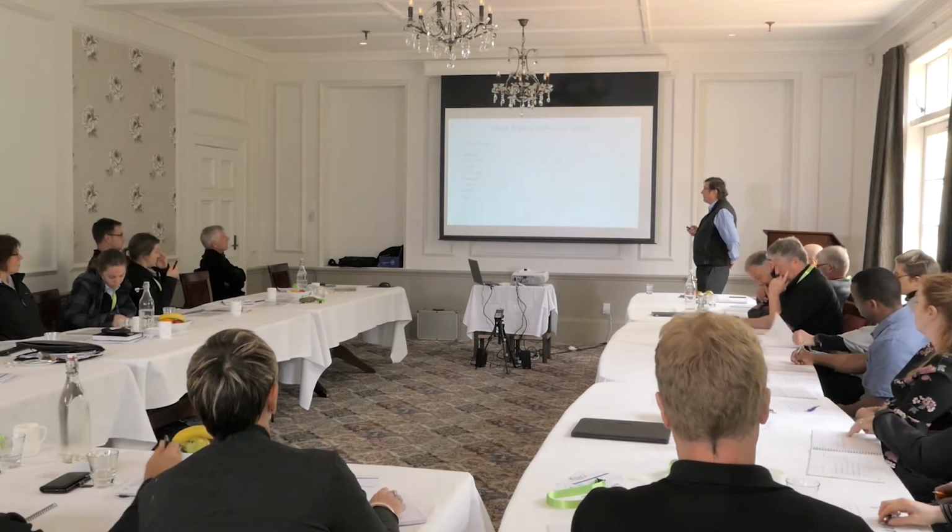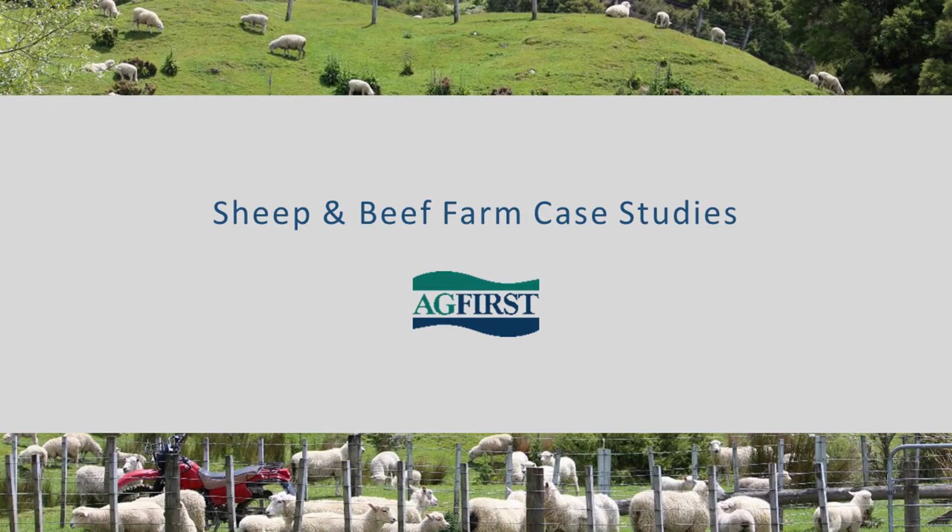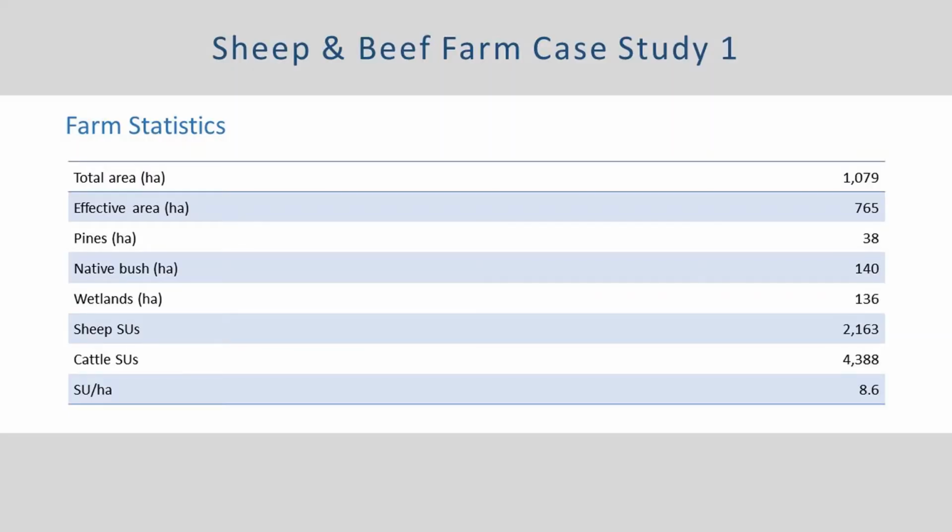Sheep and beef, first one there. This is actually a Northland property. 765 hectares effective, a bit of forestry, running 6,500 stock units. As you can see, roughly 60-40 cattle to sheep. The sheep operation was breeding ewes, finishing all lambs. The cattle operation was very much finishing bulls and steers.